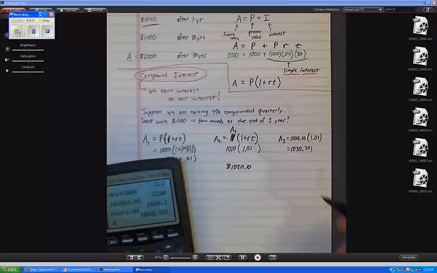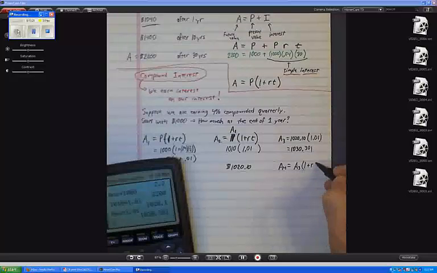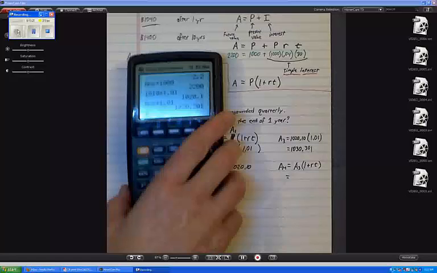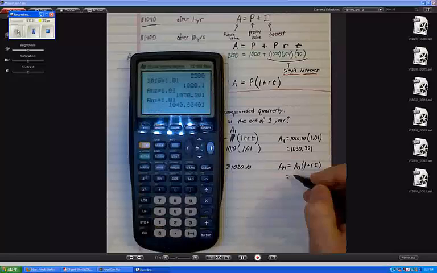I mean, we have to do A4 to finally finish up. And so what am I going to put in? Well, I'll put in A3 times 1 plus RT. And so it's going to be this amount that I just had times 1.01 again. And so we finish with 1,040. And should I call that 60 or 61? Yeah, I'll call it 60, I guess. All right. Are we glad we did compound interest?